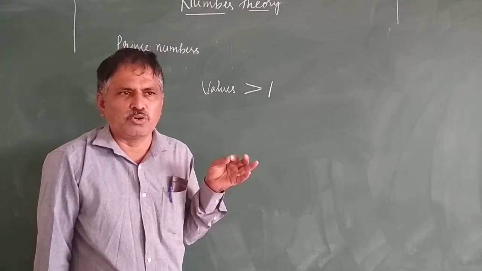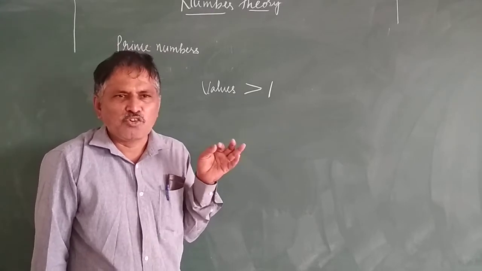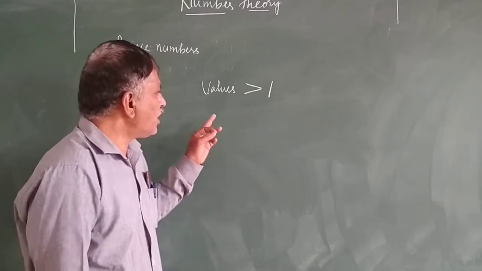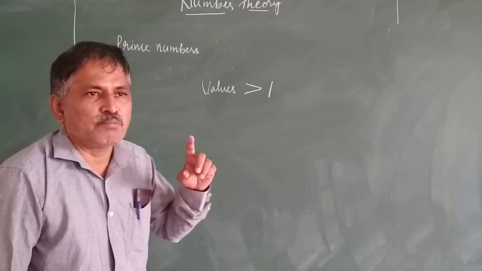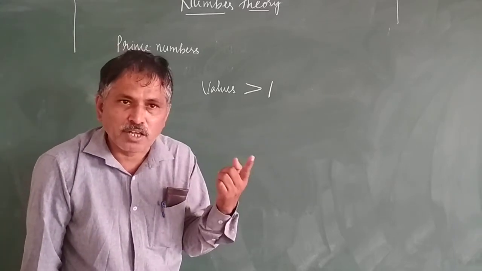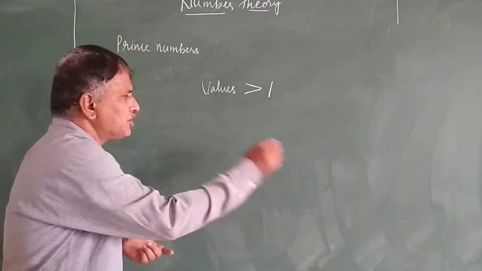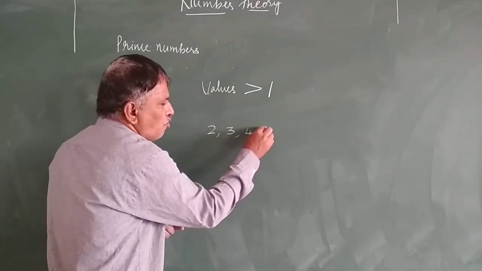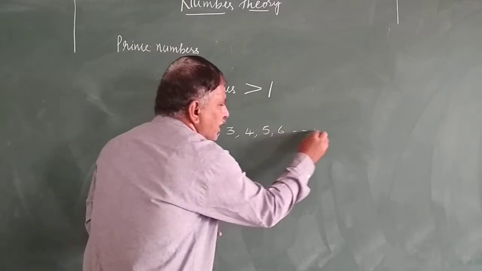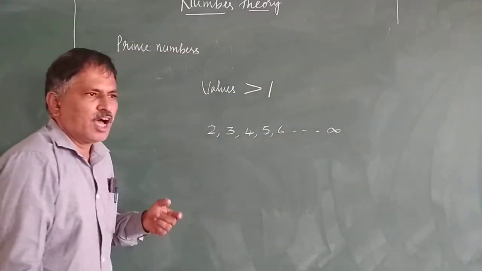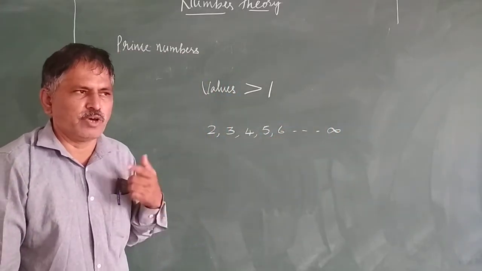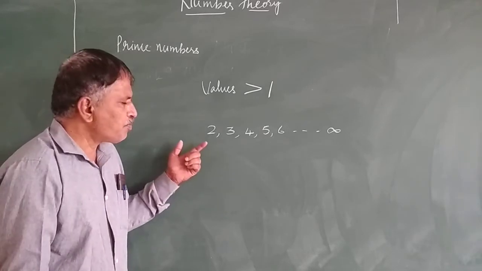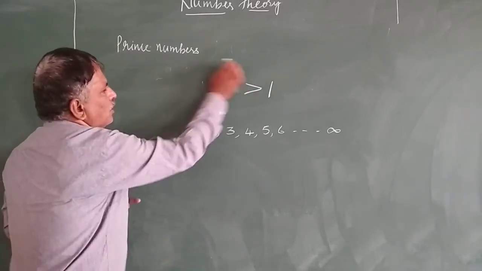So it is very clear that I said natural numbers greater than 1. That means you need to take 2, 3, 4, 5, 6, up to infinity. Listen, this is a very important point: natural numbers greater than 1.